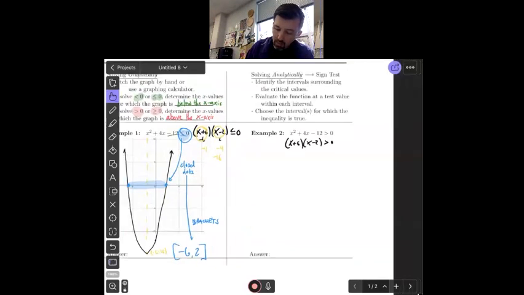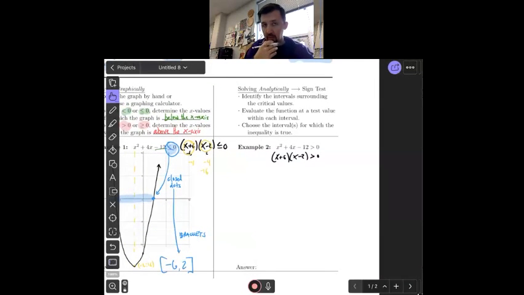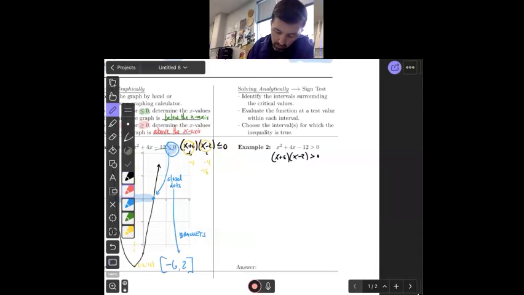How we're going to do this without graphing it is we're going to run something called a sign test. The first time I do this, I'm going to run something that's not a sign test, it's more of a value test, but then I'll show you how the sign test applies. I think it makes more sense if we see where it comes from first, and then we can do it in a shorter way, which is what the sign test is going to be. So we need to identify intervals around those critical values. The critical values, again, being the zeros, like -6 and +2. I want to identify those zeros just like we did before.